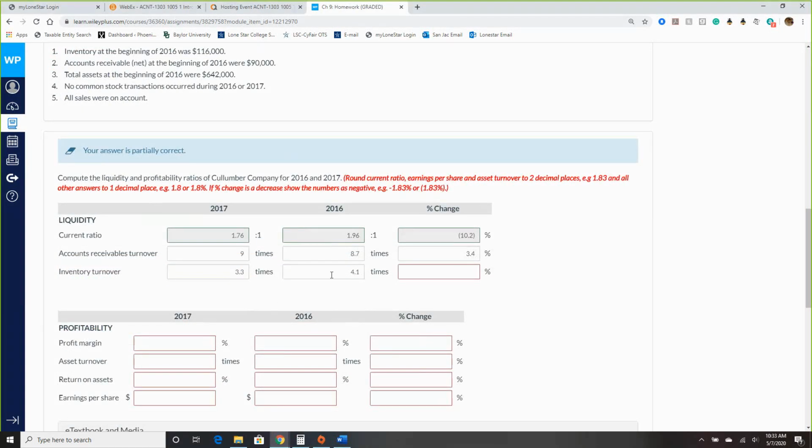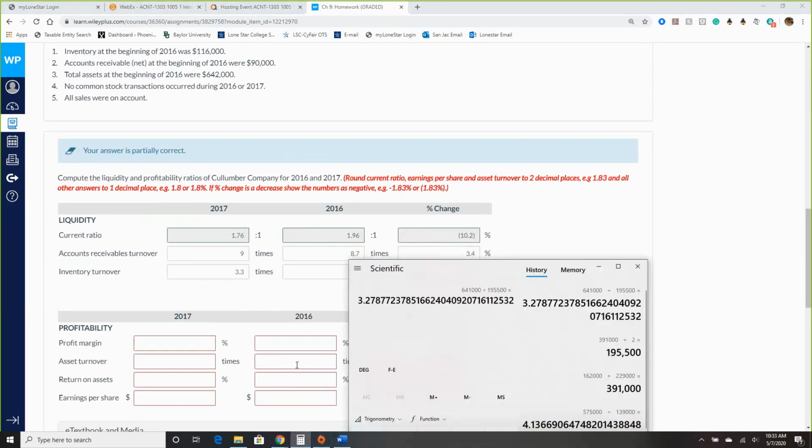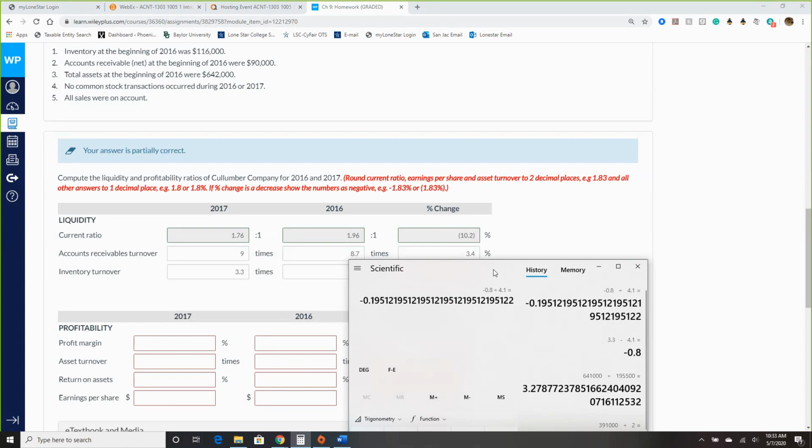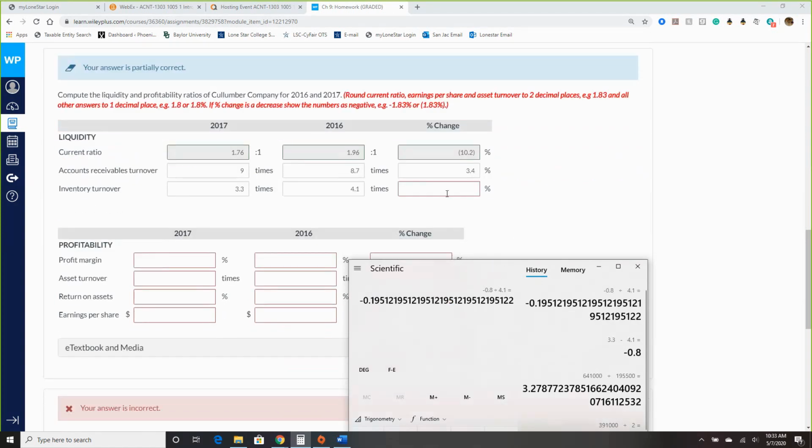Again, you can see that is going down. So we're probably going to have a negative here. So 3.3 minus 4.1 divided by 4.1. Okay. So we got a negative 19.5%.